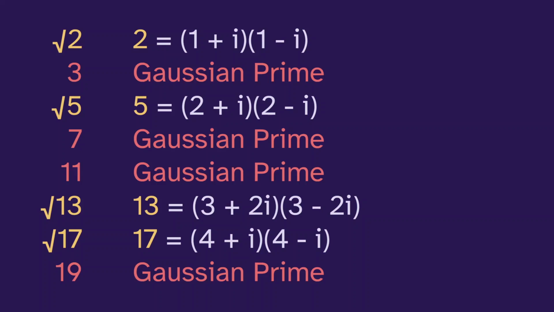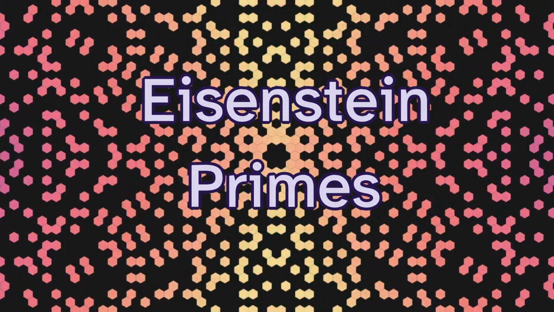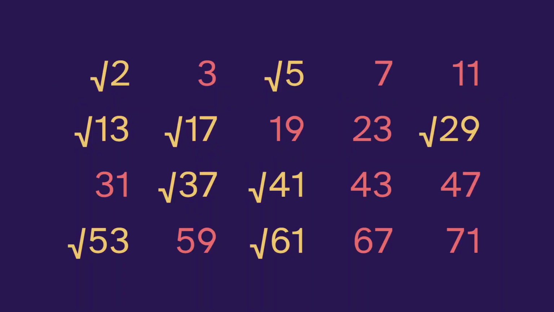And maybe you're wondering, why does this happen? And how do we know that it continues forever? We'll discuss that in my next video, where I'll be talking about the Eisenstein primes, which are another complex set of primes that are hexagonal. But for now, see if you can determine the pattern of which primes have a root and which don't.